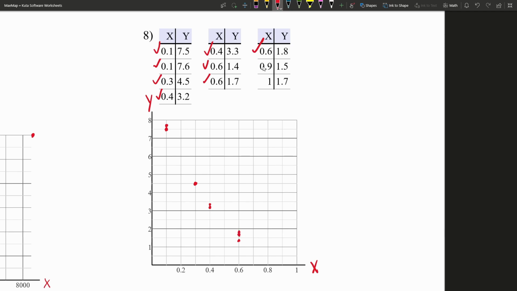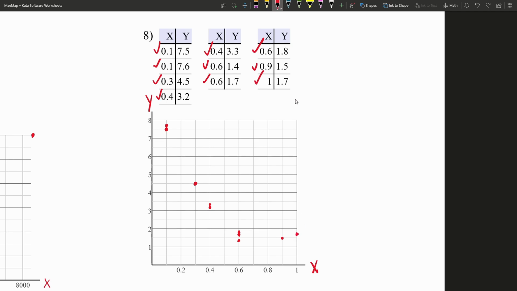Then we have 0.9, 1.5. So going over to 0.9, which is this line here, and up to 1.5. And then lastly, 1 and 1.7. So here is our line for 1, and 1.7 falls approximately here.